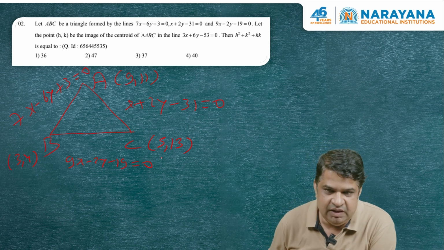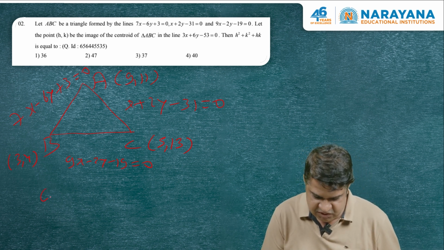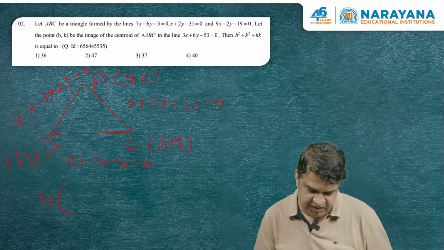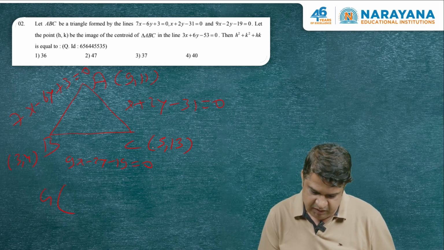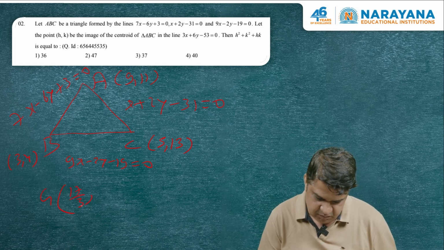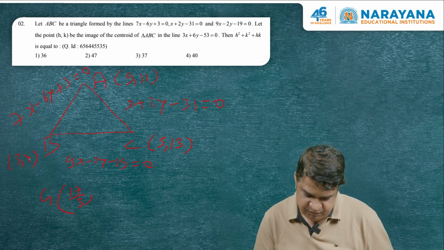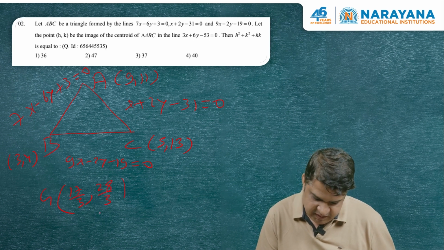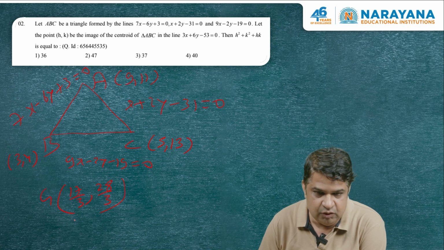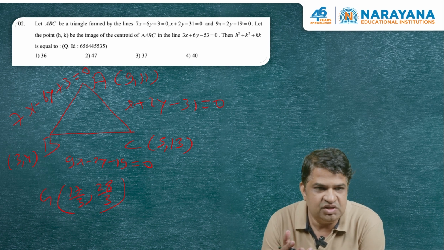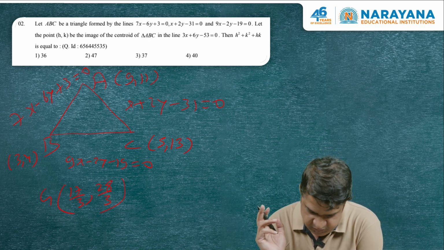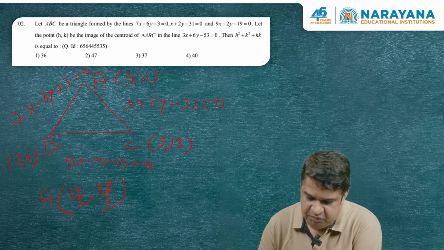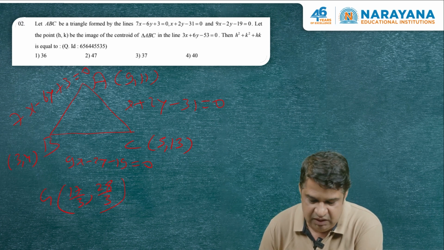If we know all three vertices of a triangle, we can calculate the centroid of the triangle. So, 9 plus 3 plus 5 is 17 by 3, and 11 plus 4 plus 13 is 28 by 3. So now we know the centroid of the triangle. What they are asking is the image of the centroid about the line, so just use the formula for the image of any point about the given line.